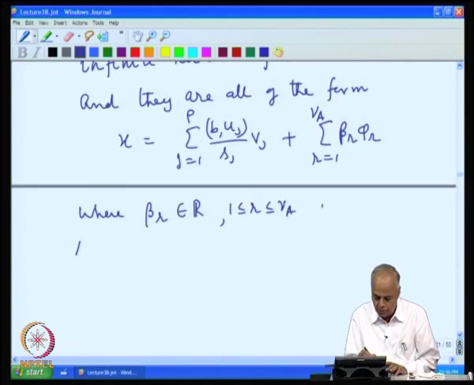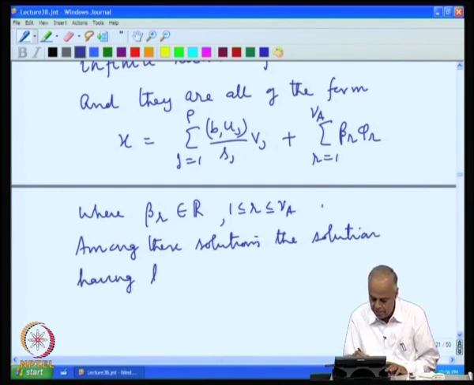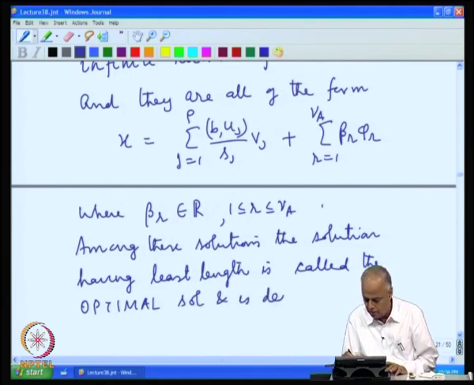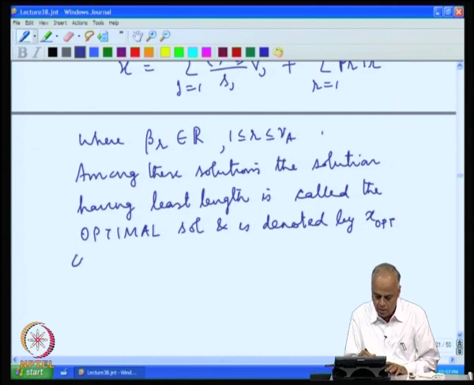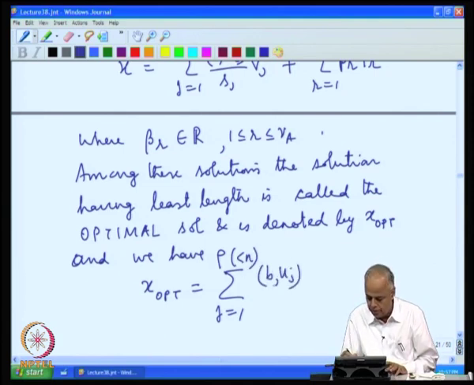And among these solutions, the solution having the least length is called the optimal solution and is denoted by x optimal, and we have x optimal is equal to the summation j equal to 1 to rho, now less than n, of b·u_j by s_j times v_j.